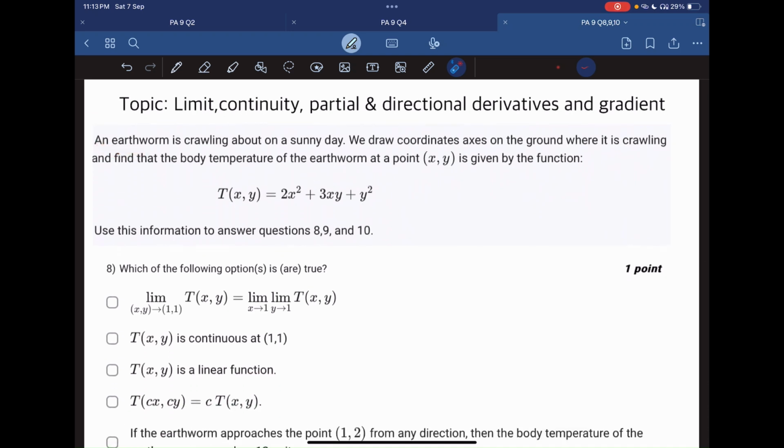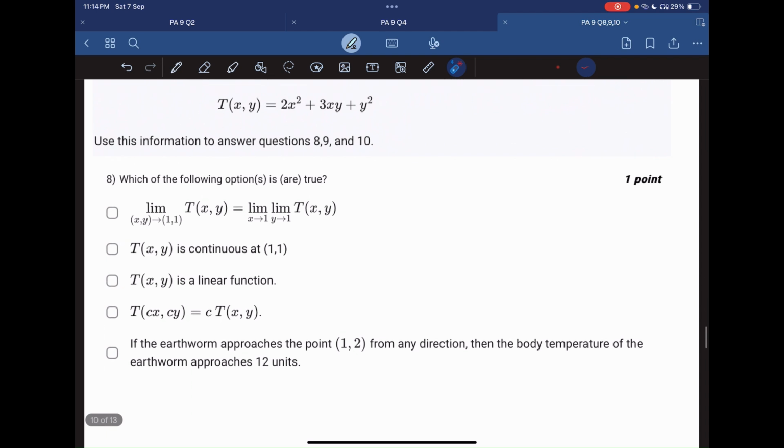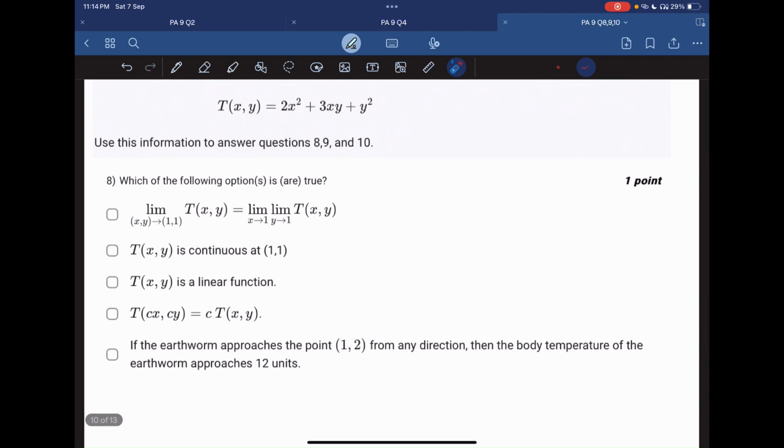An earthworm is crawling about on a sunny day. We draw coordinate axes on the ground where it is crawling and find that the body temperature of the earthworm at a point (x, y) is given by the function T(x, y) = 2x² + 3xy + y². And using the above information, we have to answer questions 8, 9, and 10. Question 8. Which of the following options are true?